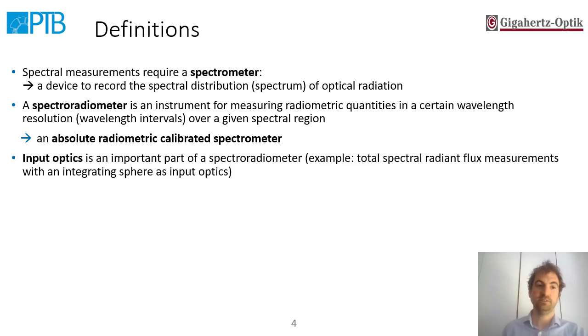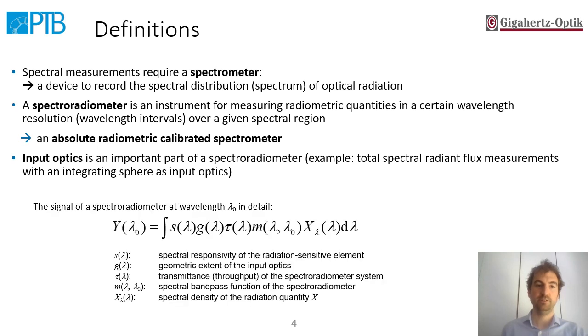Very important are also the input optics, which are a part of your spectroradiometer system. For instance, if you would like to measure the total spectral radiant flux, you will need an integrating sphere as input optics. Here you can see the detailed description of this spectroradiometric measurement.